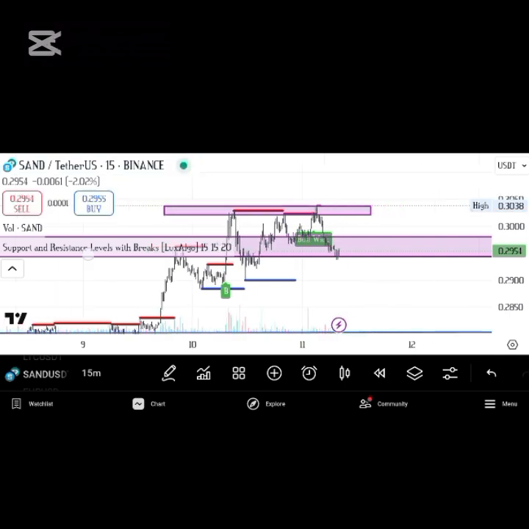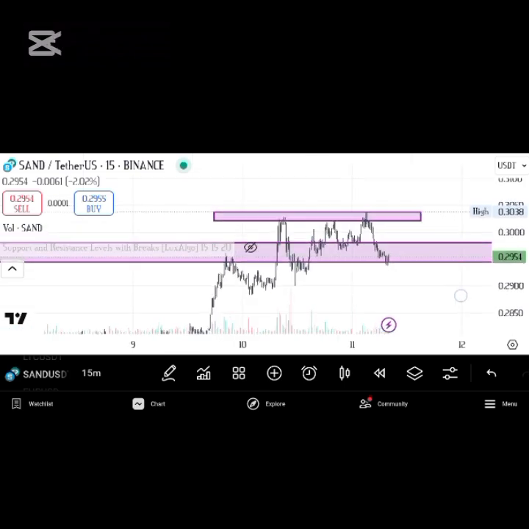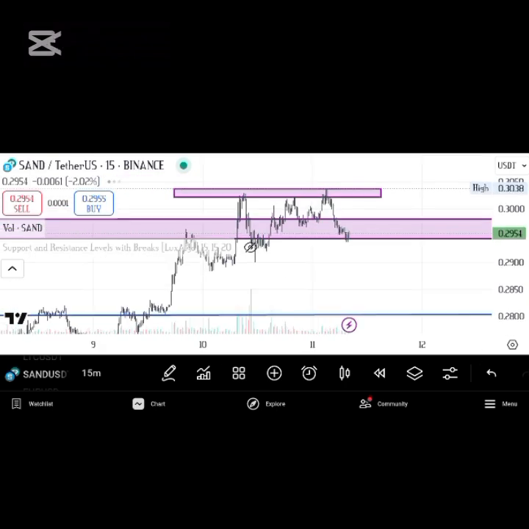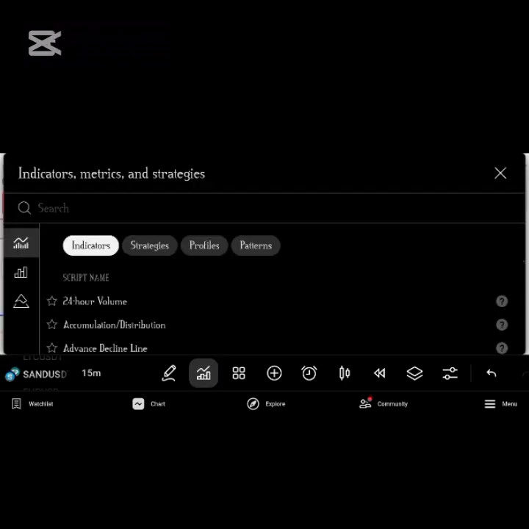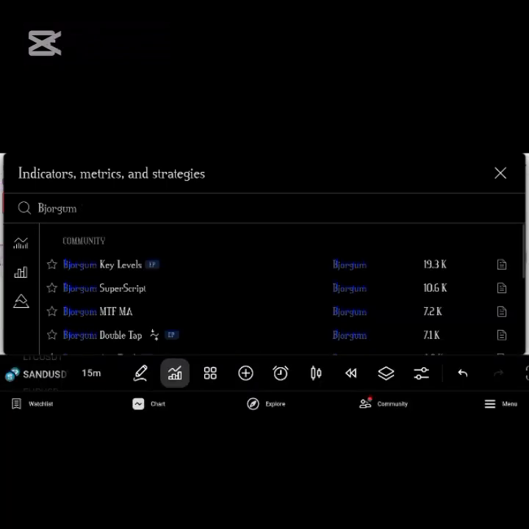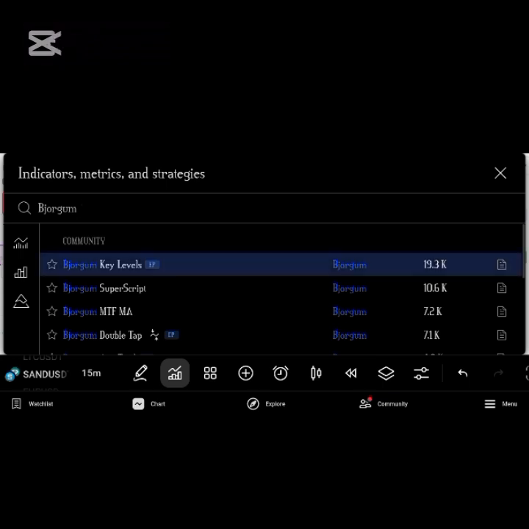For this indicator, you can easily turn it off so you can see what you're doing. You can see the areas I marked. Then let's go to the second indicator you'll be using to confirm your trades or your analysis, or you can use it to just get your analysis. So let's start with the coin. That's the name, just type it and press enter. I'll be using this first one, key levels.